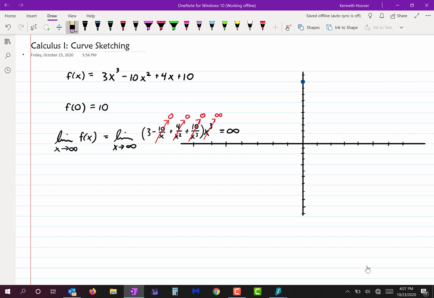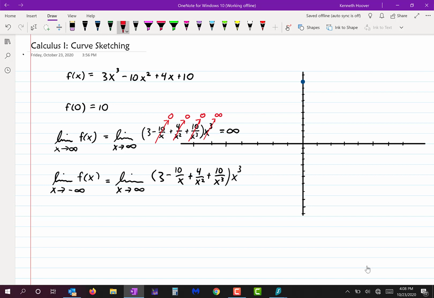Let's move that down so it's not in the way of our graph. We'll move the graph out of the way, but we'll do that later. Okay, let's write down the limit of f of x as x goes to negative infinity. You do it the same way. I will rewrite the polynomial the same way I did before: 3 minus 10 over x plus 4 over x squared plus 10 over x cubed, times x cubed.